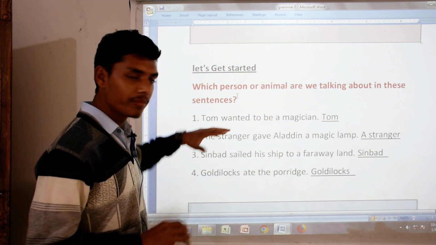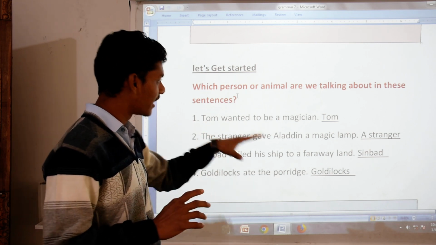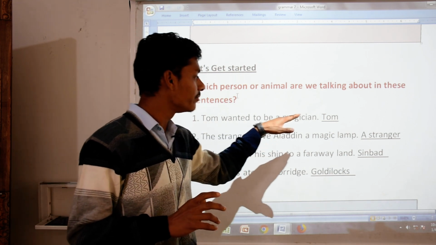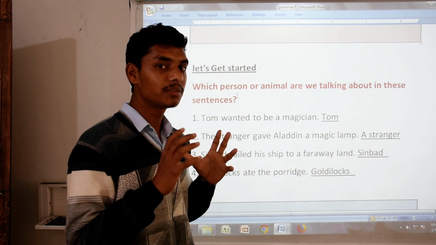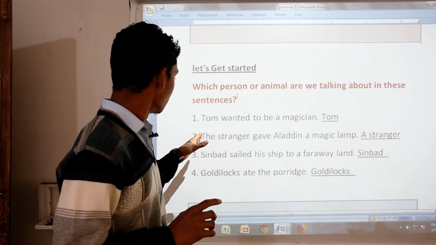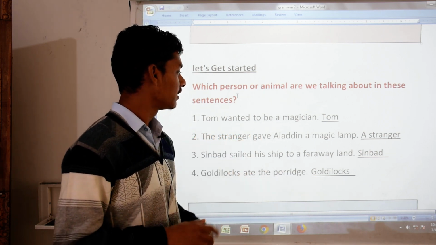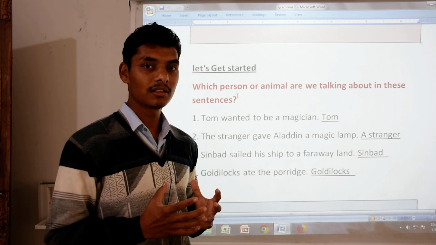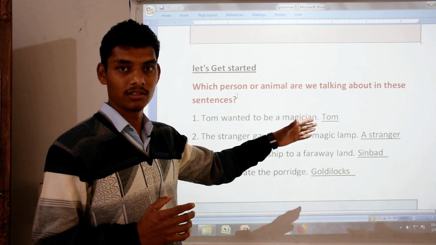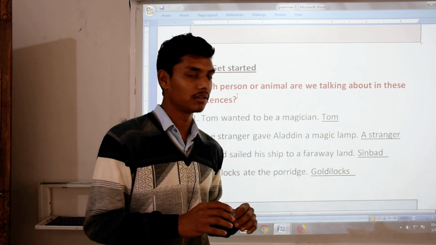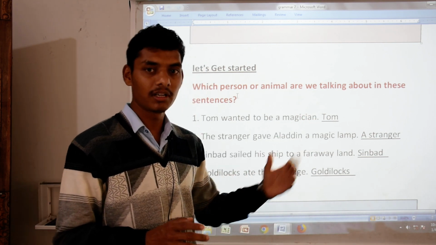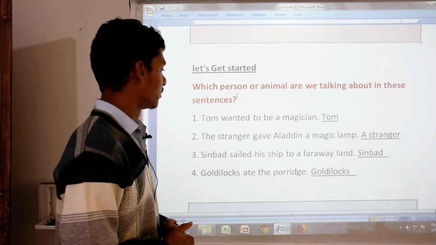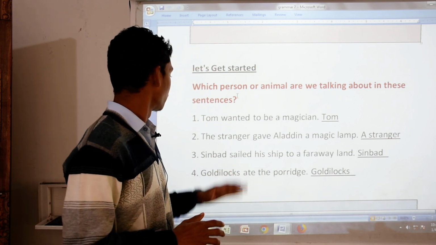So the subject is Tom, and after that, "wanted to be a magician" is the predicate. Next, "The stranger gave Aladdin a magic lamp." What is the subject here? The subject is the stranger. It is a person, the name is not given, but it is someone else.